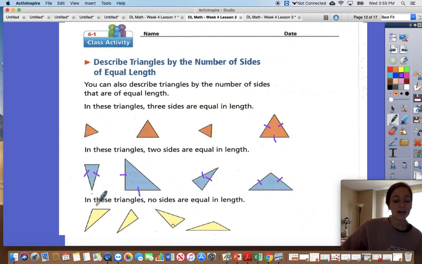Then there are also triangles where none of the sides are the same length. So I can't draw any purple lines because none of them are the same. You see how this one's long, but then this one's even longer and this one's short. So none of these are the same length. Same with this one. This one is long, and then this one looks like it might be the same length, but it has to be longer to connect to the short one. So there are triangles that don't have any sides the same length. All right, let's go to the next one.